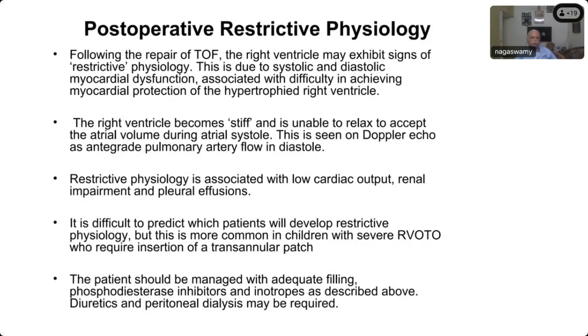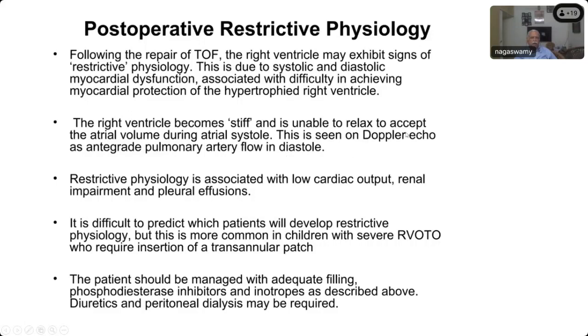And postoperative restrictive physiology. This is another complication that can happen following repair of TOF. The right ventricle may exhibit signs of what is called restrictive physiology. This is due to systolic and diastolic myocardial dysfunction, which of course you can detect in the pre-op phase by proper echo studies itself, and associated with difficulty in achieving myocardial protection of the hypertrophied right ventricle. So the right ventricle becomes stiff and unable to relax and accept the atrial volume during atrial systole.